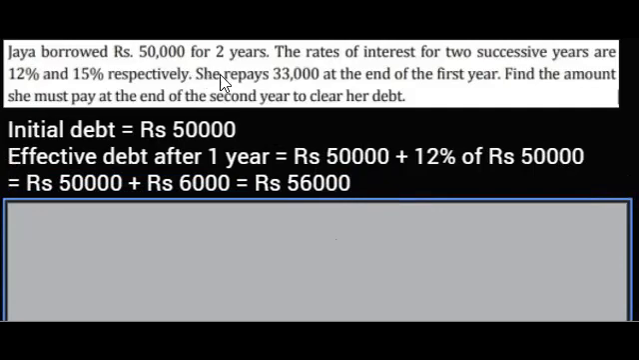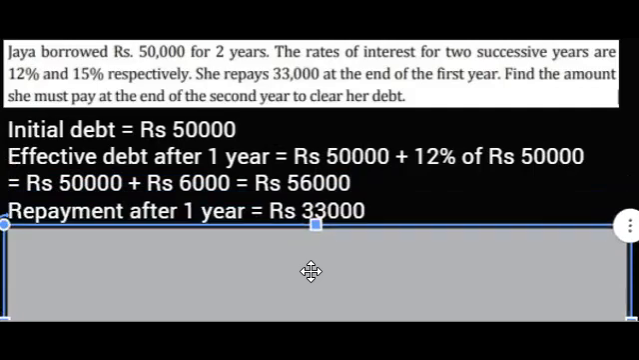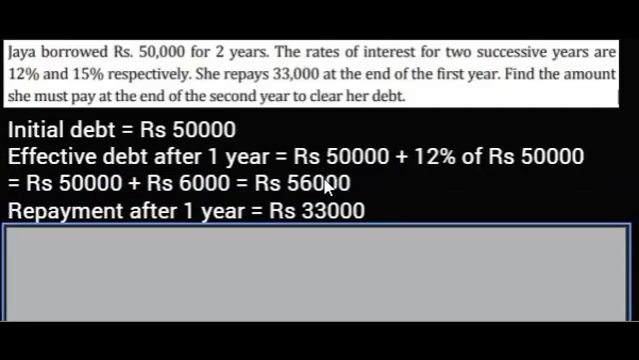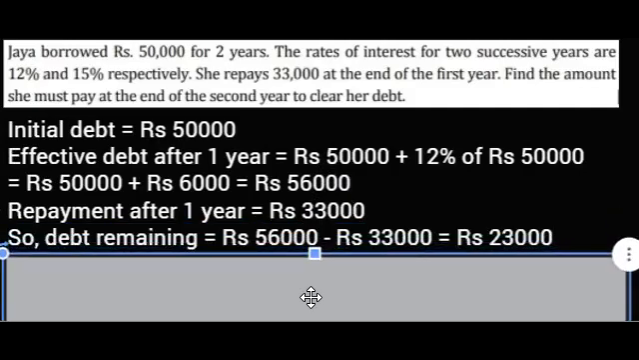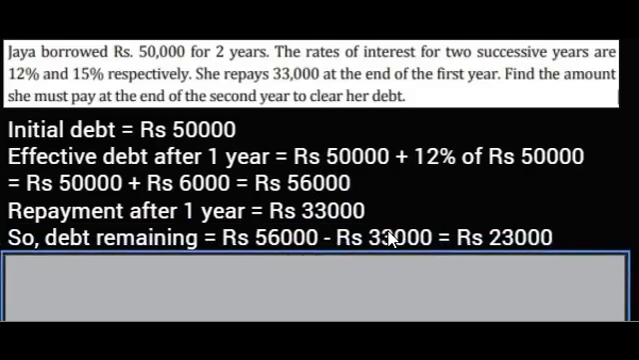But yeah, she's repaying some of it, and she's repaying exactly 33,000 of it. So she makes a repayment of 33,000 at the end of 1 year. So out of this 56,000, she has repaid 33,000. So what she is left with is a remaining debt of 56,000 minus 33,000. 56,000 minus 33,000, it's 23,000. So at the end of 1 year, the debt remaining with Jaya is rupees 23,000, and this is something which she has to pay, considering the interest for the second year, so as to clear her debt.